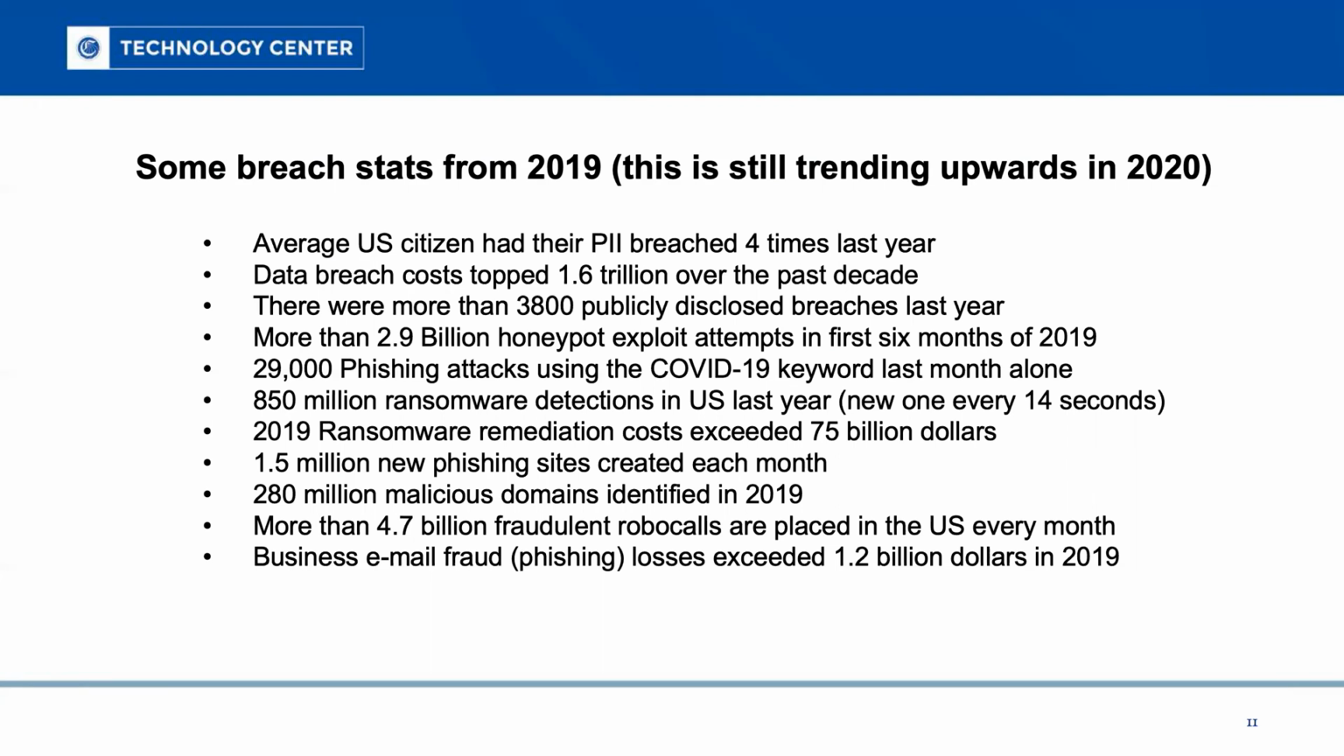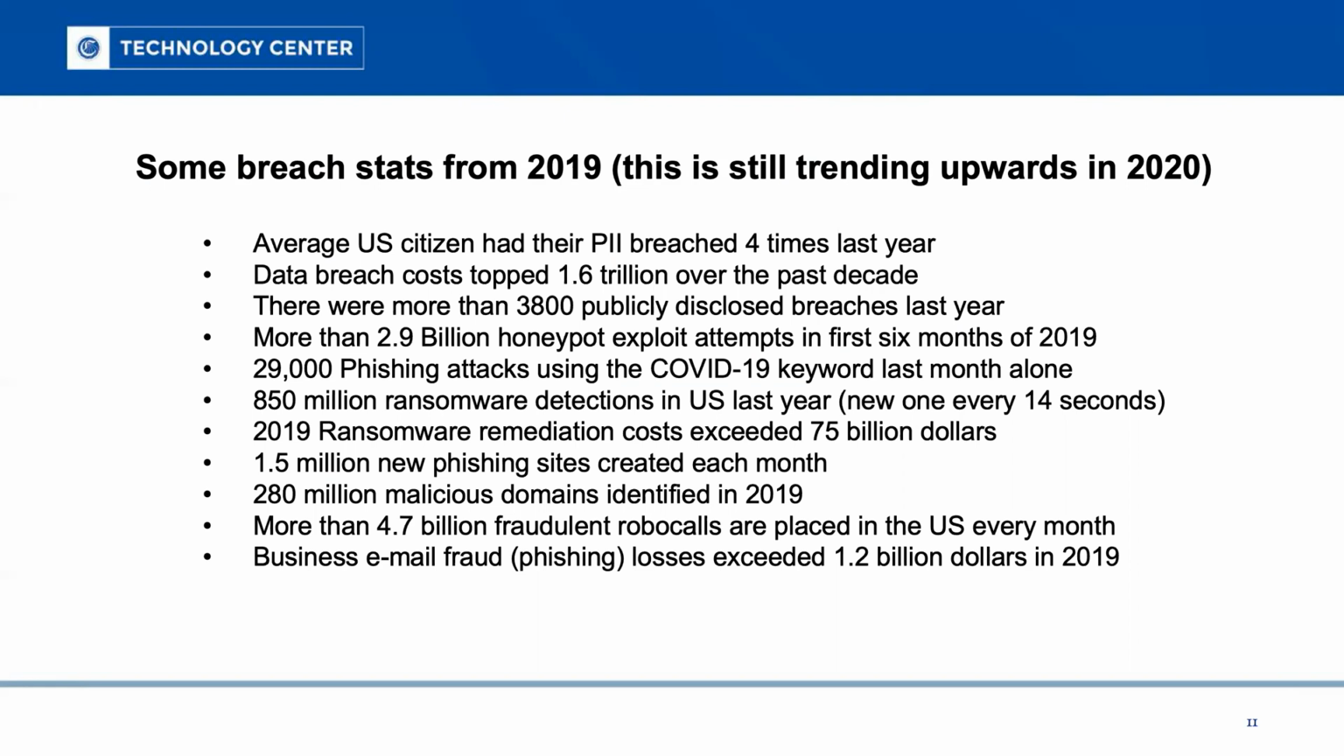There were 3,800 publicly disclosed data breaches in 2019. Those breaches exposed more than 4 billion records. Source, Norton. F-Secure honeypots picked up 2.9 billion exploit attempts in the first 6 months of 2019. After COVID-19 began to monopolize the news, there were 29,000 phishing attacks per week using the keyword COVID-19. There were 850 million ransomware detections last year, with 621 US public sector organizations disclosing a breach. This includes 49 school districts and 500 individual schools.